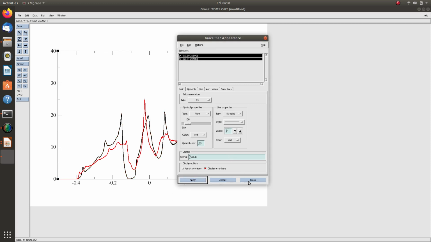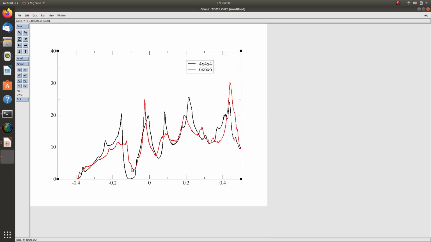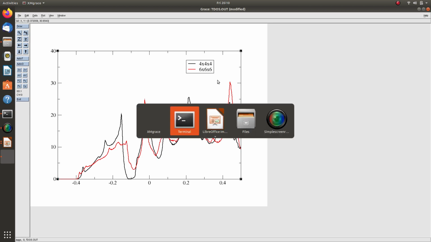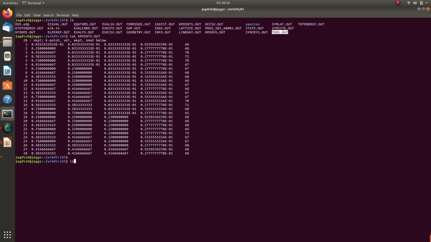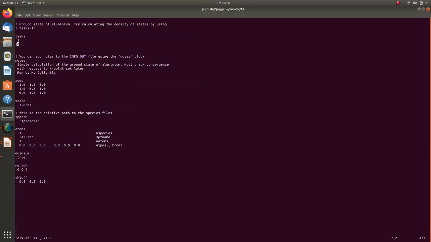Okay, so you can see there is a change, meaning the number of k points was not sufficient in this case. So what is the guarantee that 6 cross 6 cross 6 is sufficient? We can't say. We have to ensure the convergence. So for that we have to go to elk.in and try the same thing with a higher number of k points, say 8 cross 8 cross 8.